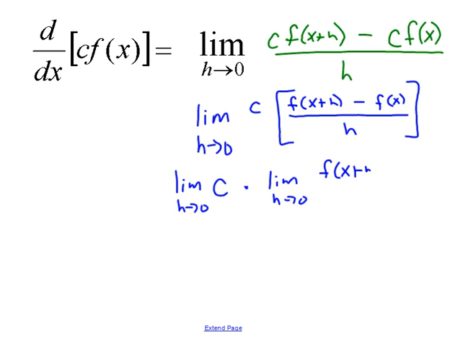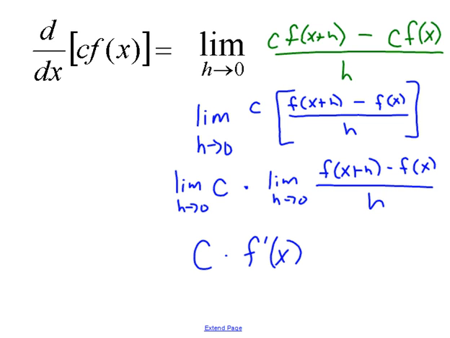The limit as h approaches 0 of c: any constant is a horizontal line, so the limit is always going to be c. And over here you can see that's the definition of the derivative. That is f prime of x. And so we proved that the derivative of c times f of x is the same thing as c times the derivative of f of x.